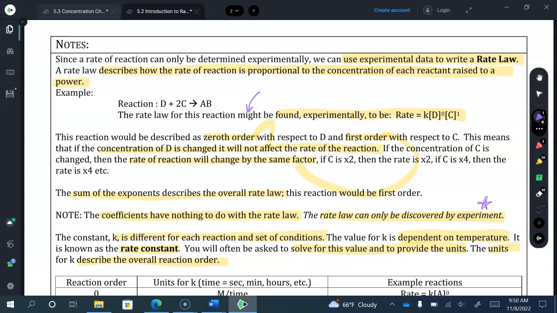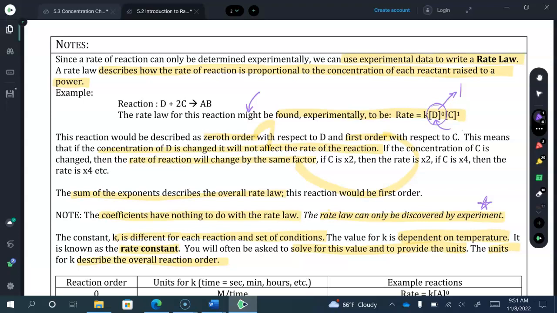The other thing, as a reminder for math skills, is that anything to the 0 power is actually just the number 1. In the rate law, we express it this way, so that we can see, and we'll see this later, that the rate of this specific reaction is independent of, or not dependent upon, the concentration of D.